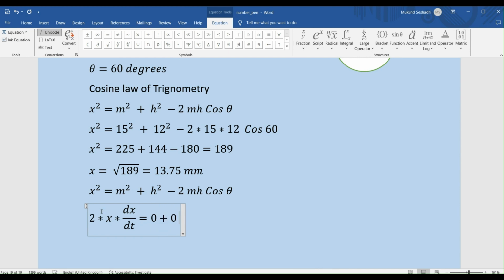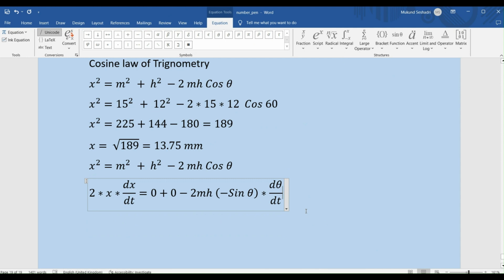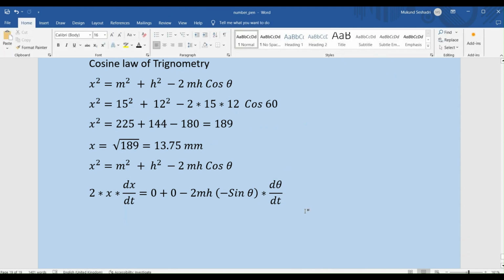H square is a constant, so you have 0. And then 2mh remains as 2mh. And then cos theta becomes minus sine theta, and you have this into d theta divided by dt, right? So you have this nice equation here, which is going to tell you what is dx by dt.